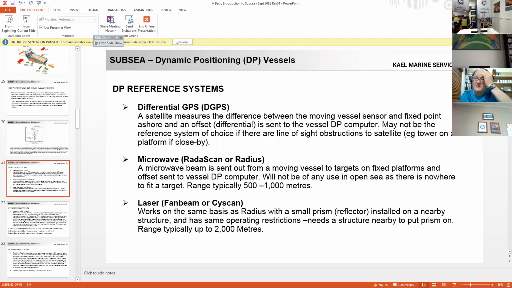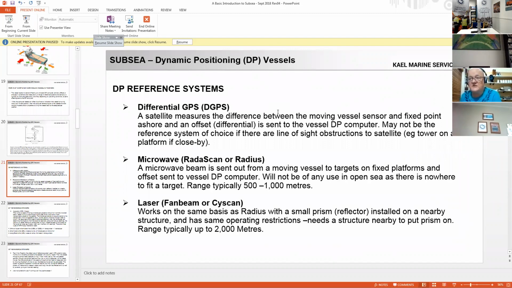So, different types of reference systems. You have your differential GPS, DGPS, which measures, by satellite, the difference between the moving vessel sensor and a fixed point ashore, and then an offset is sent to the vessel DP computer. This may not be the reference system of choice if there are line of sight obstructions to the satellite. For instance, maybe a tower on a platform close by, which means that your actual signal from the satellite with the ship is just not working.